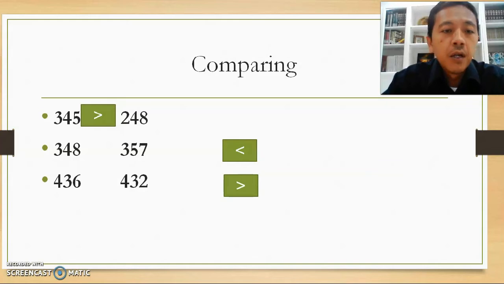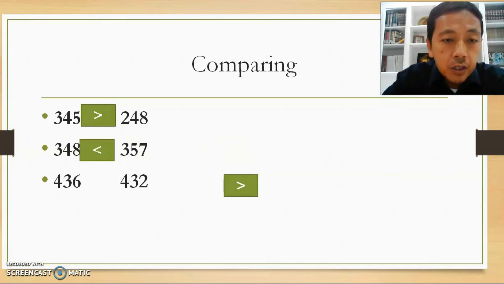Next, 348 and 357. Look at the hundreds. The hundreds are the same. So look at the tens. 5. Which one is bigger? 5. So the symbol is? Less than.